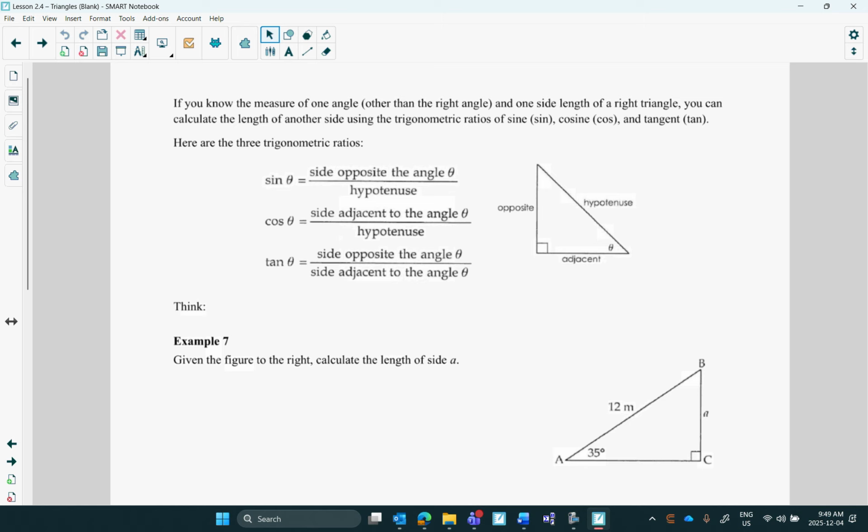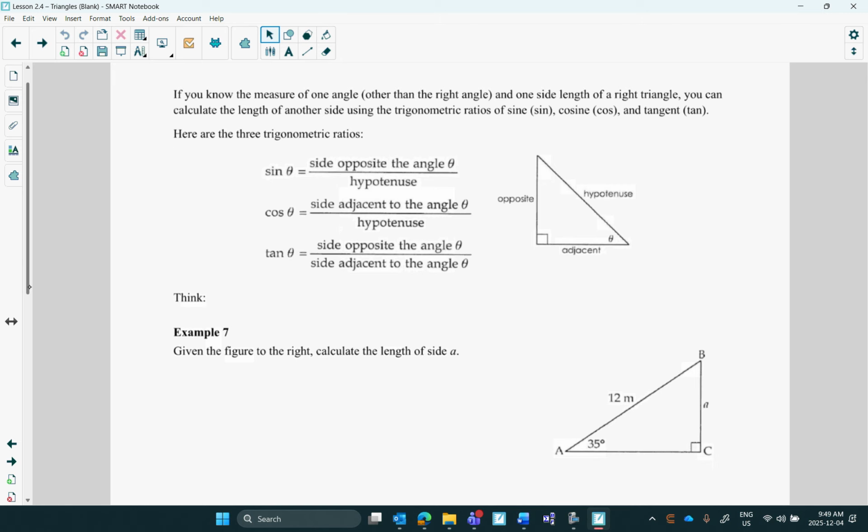Another thing we did with right triangles in grade 10 was, what if we didn't know two sides? What if we only knew a side and an angle? Or what if we were asked to find an angle given a couple of sides? Well, this is where trigonometry came in, okay? And trigonometry allows us to find missing sides and angles in right triangles. So if you remember the three trig ratios, sine, cosine, and tangent, okay?